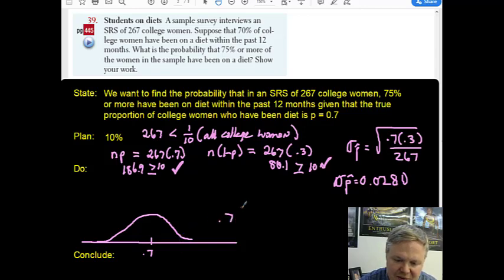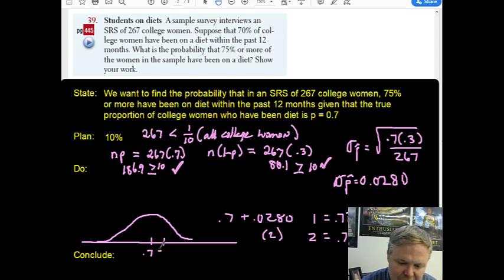So if I take 0.7 and then add one standard deviation, meaning we add 0.0280, that would be one standard deviation. So at one standard deviation, I'm at 0.728, so we're past that. And then if I double this, multiply that by 2, at 2 standard deviations, I'm at 0.756. So I know I'm a little less than 2 standard deviations. This would be positive 1 standard deviation, positive 2 standard deviations. I'm looking for what is greater than this range here. So we want to know what is the probability when p hat is greater than or equal to 0.75.